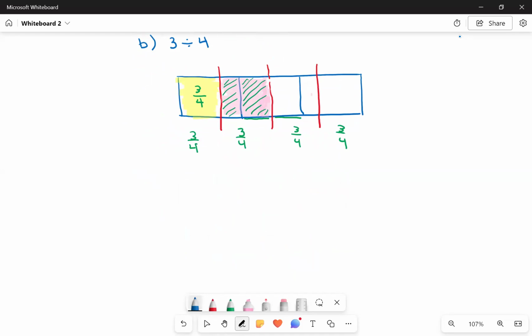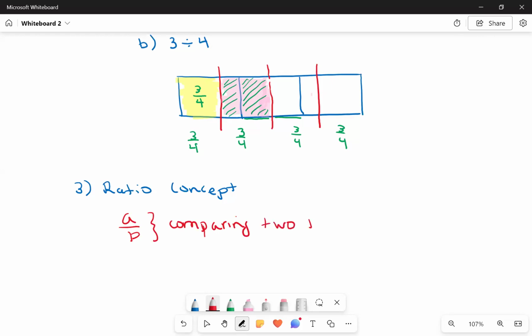The last version, and again, it's still very common, is the ratio concept. And that's the idea that we can represent a ratio comparison. So when we think of A over B, we're comparing two things of the same type of measurement.